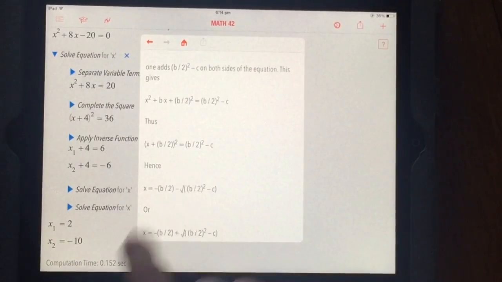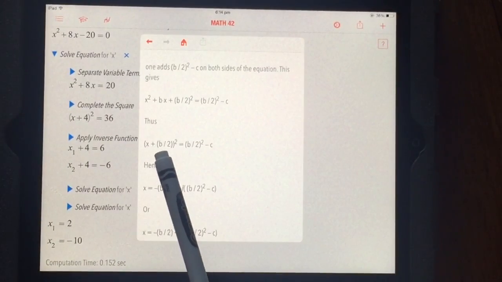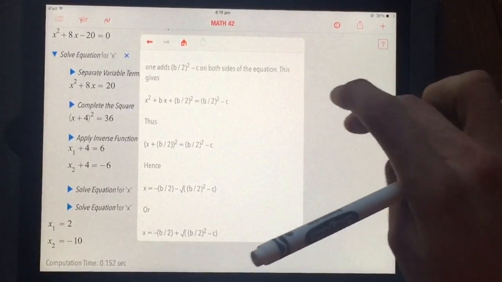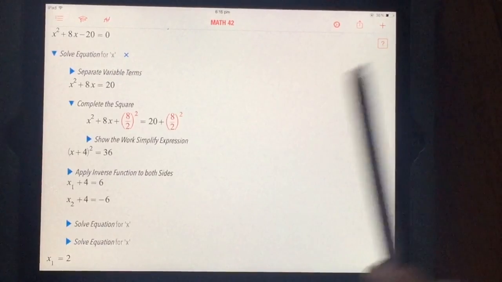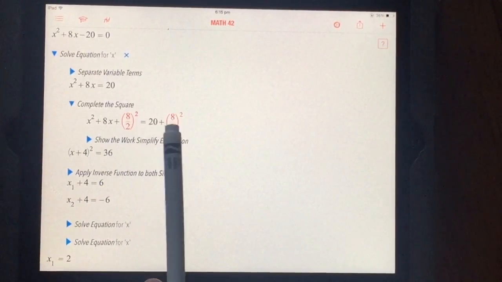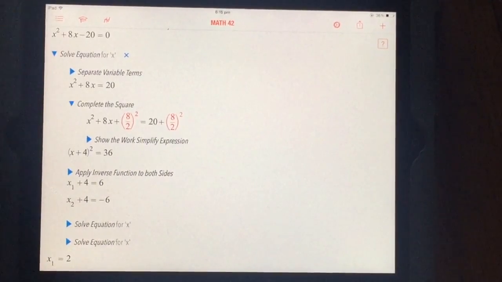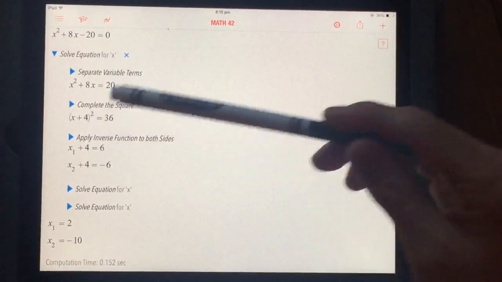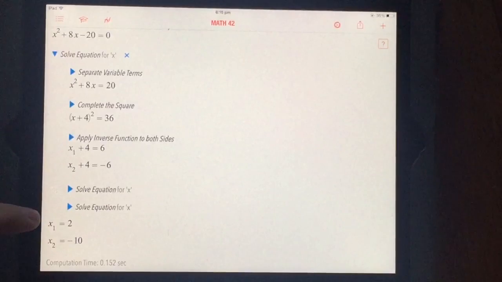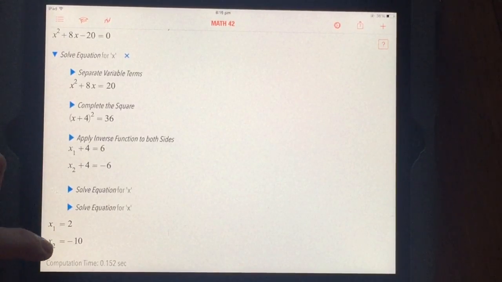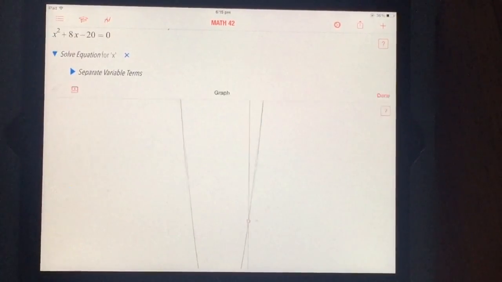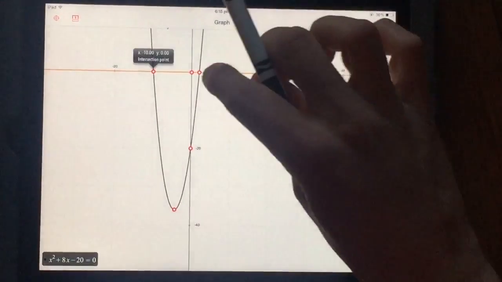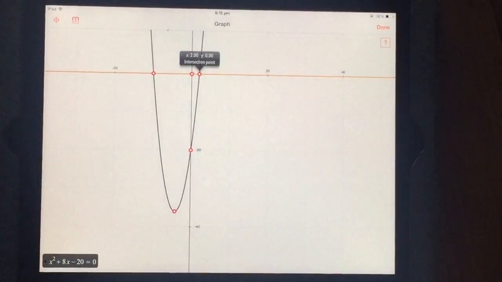Oh yeah, we take b, which is our coefficient of our linear term, b here, divided by 2 squared. So then let's open this up. Oh yeah, so it's 8 divided by 2 squared. Make sure we do it to both sides. Then we create two statements because we're taking the square root of both sides, and we solve for x. So x is equal to 2 and x is equal to negative 10. Hey, look at that. Crosses at negative 10 and 2.